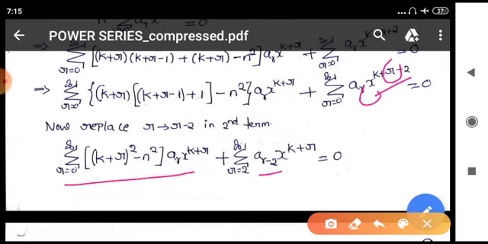Now the first term is summation of r from 0 to infinity of ((k plus r) whole square minus n square) into ar x power k plus r, plus summation of r from 2 to infinity a r minus 2 x power k plus r is equal to 0.